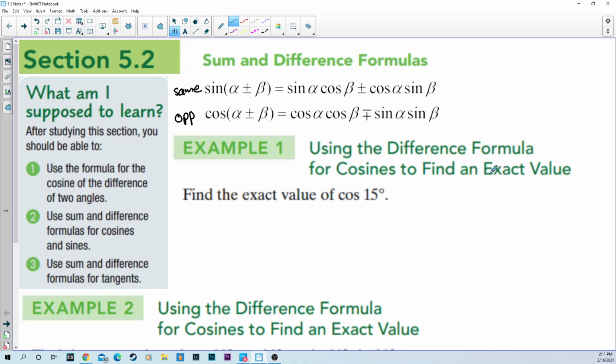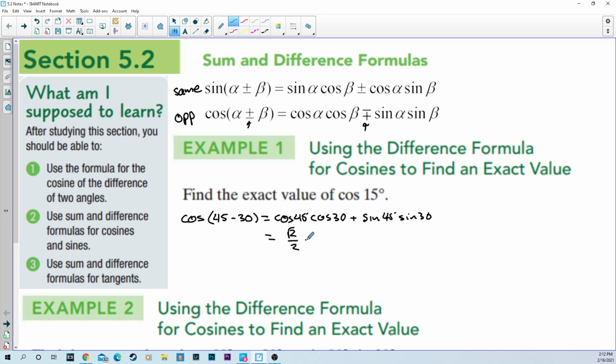Using the difference formula for cosines to find an exact value. Find the exact value of cosine of 15 degrees. Well, we're going to use the known angles around the unit circle. So we're going to take the cosine of 45 minus 30. Those are two angles on the unit circle we know that we can combine to get 15 degrees. Now the pattern for cosine is cosine of 45, cosine of 30, and then if it's minus here, it's going to be plus in the formula. Plus sine of 45, sine of 30. Now we just need to get the values for these.